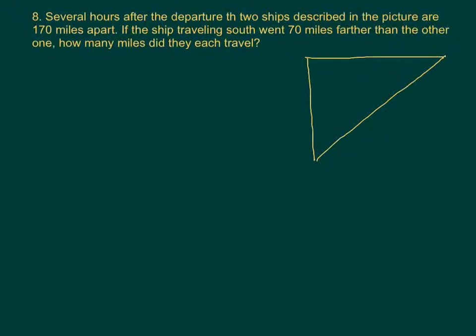Several hours after the departure, the two ships described in the picture are 170 miles apart. If the ship traveling south went 70 miles farther than the other one, how many miles did they each travel? So let's say the ship traveling west goes x miles. The ship traveling south goes x plus 70 miles.